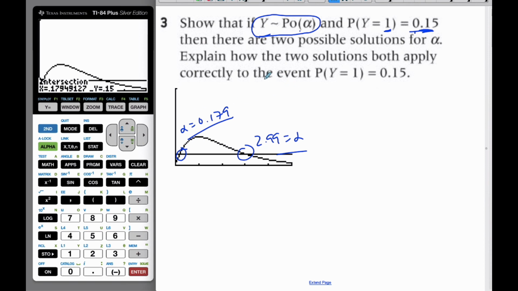And so there are 2 possible solutions. There they are. Explain how the 2 solutions both apply correctly to the event. Well, here is the value of 1. These are all probabilities. And so I know, as I was saying, this probability of it being 1 is relatively high, considering there's an infinite number of possibilities, so the solutions are going to be near 1. As the alpha value gets higher, it's getting further away from 1, and this one is getting closer to 1. I hope that helps.